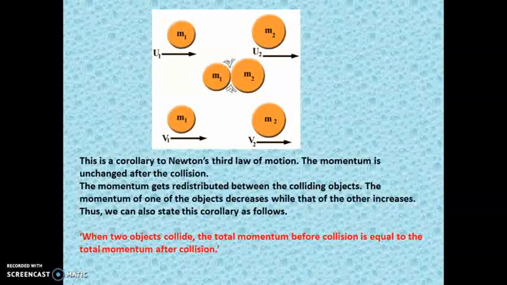Depending on that, the momentum increases or decreases. Thus, we can have another law, which is the corollary, as follows. When two objects collide, the total momentum before collision is equal to the total momentum after collision. So before collision, what is the momentum? Same is the momentum after collision.